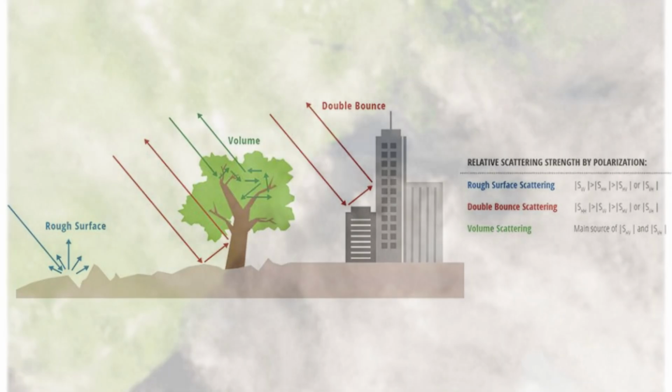When water covers the ground, the radar signal bounces away instead of returning to the sensor. This causes flooded areas to appear dark in SAR images, while dry land or vegetation looks bright due to stronger backscatter. That contrast is the key to identifying floods.